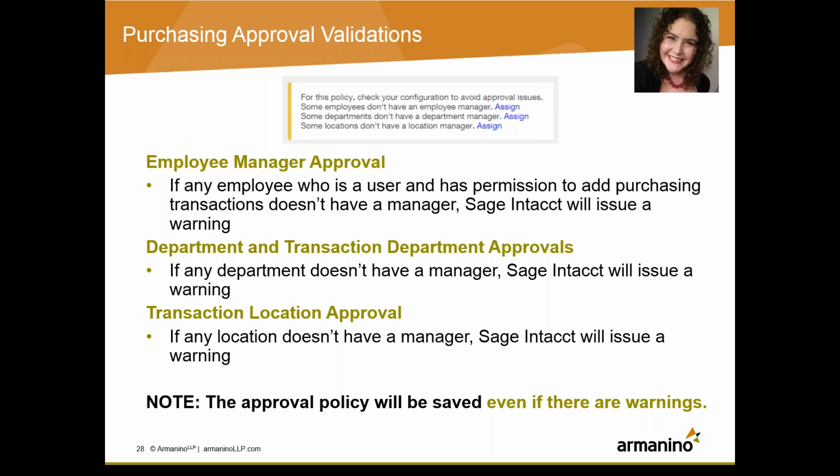The two things to kind of keep in mind here is that the approval policy will be saved even if there are warnings, because they are just a warning. You can tell by the yellow bar on the left-hand side that it's a warning, not a stop event. So it'll still allow you to create that policy, and then what will happen is when those people try to submit a purchase requisition and they don't have a manager assigned, or they're submitting something for a department or a location, then they will hit a full stop.